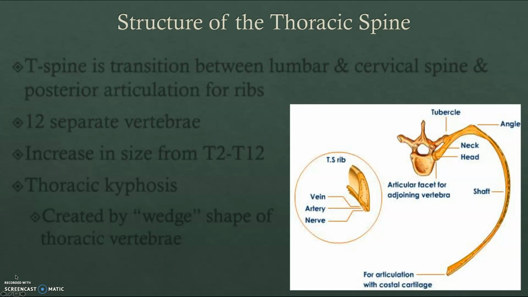12 separate vertebrae, they get bigger as we go down the spine. That's hopefully quite obvious. And then the lumbar vertebrae are bigger yet, all because of the load-bearing role that they play. And then important to understand the way each rib articulates.